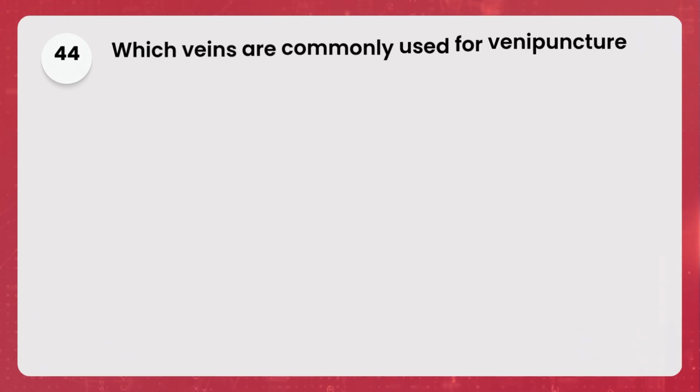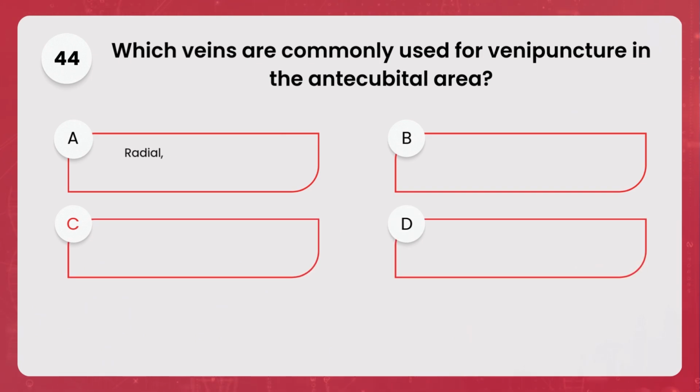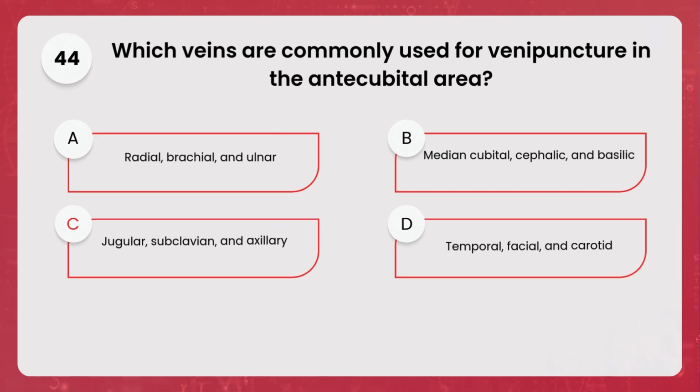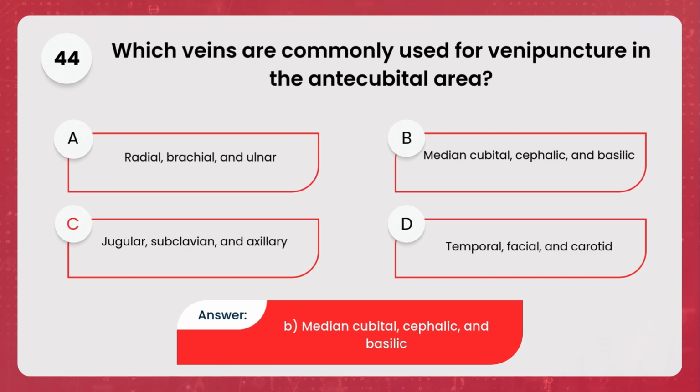Number 44. Which veins are commonly used for venipuncture in the antecubital area? A, radial, brachial, and ulnar. B, median cubital, cephalic, and basilic. C, jugular, subclavian, and auxiliary. D, temporal, facial, and carotid. The answer is B, median cubital, cephalic, and basilic.